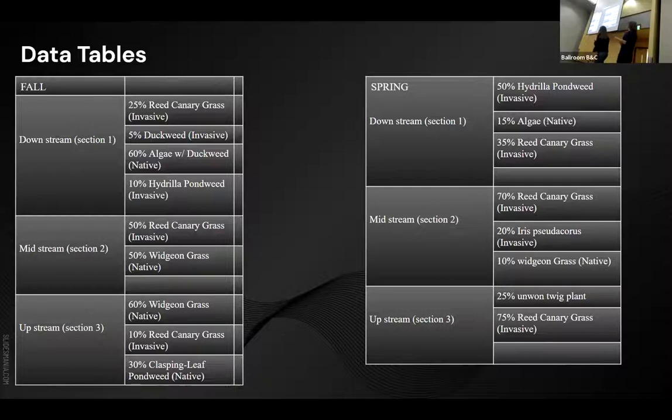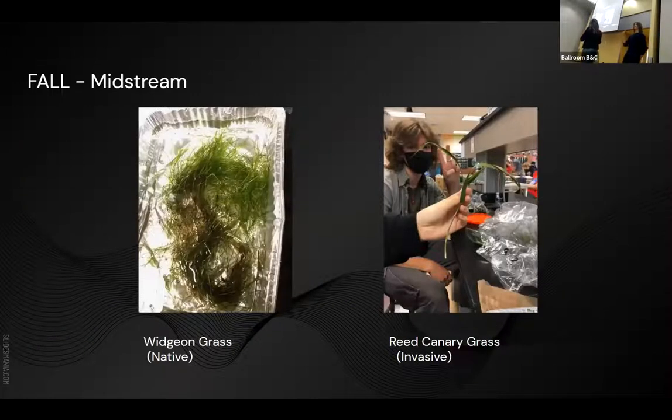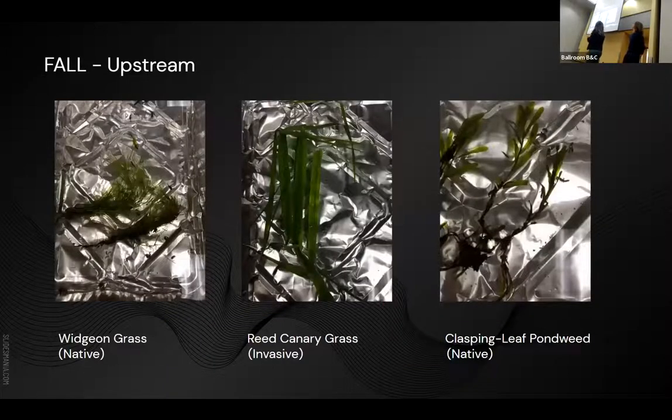Okay, and then these are our amounts of plants that we found in the different areas. We collected in both fall and spring, and these are the plants we found in the downstream section, midstream, and upstream, and then the same for spring. These are some images of the plants that we found in the downstream area. There's pondweed, duckweed, algae, and reed canary grass, which is invasive and is going to come up a lot. And this is midstream with widgeon grass and reed canary grass again. And then for upstream, there's widgeon grass, reed canary grass again, and then pondweed.